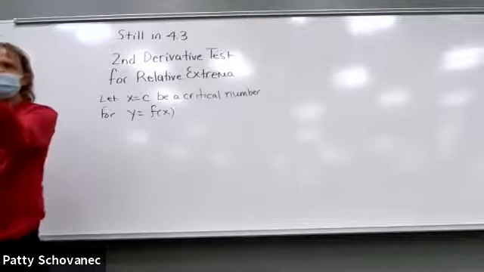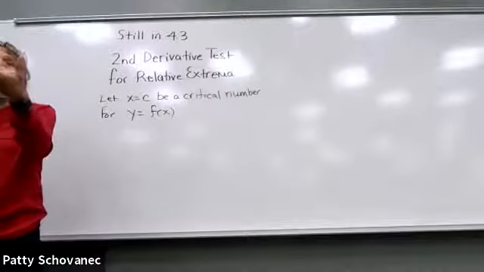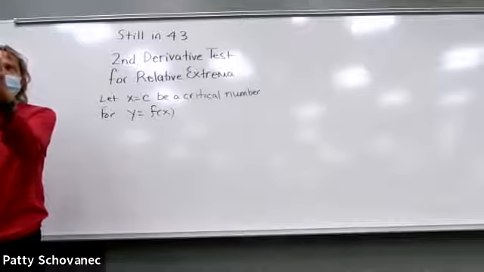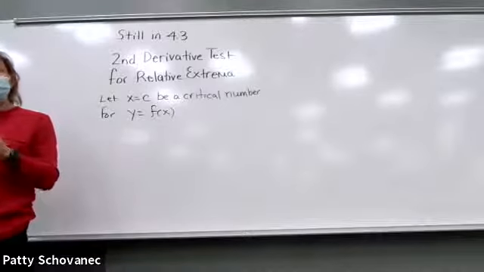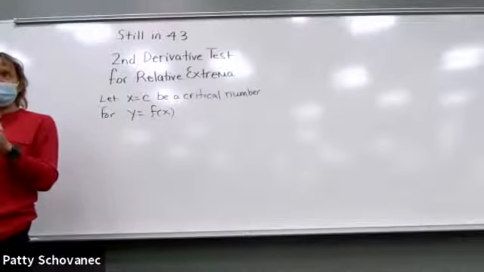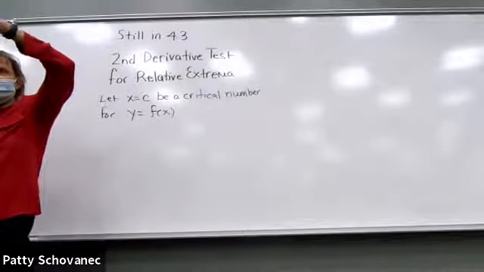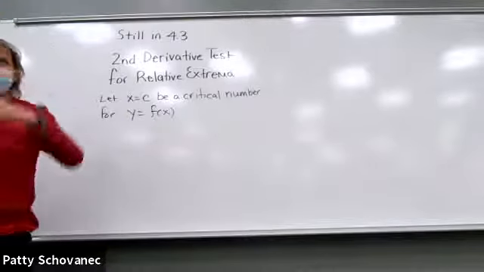Well, second derivative positive means it's concave up. So the critical number is going to have to be down here and be a relative minimum. If I plug this critical number into the second derivative and get a negative value, that tells me the graph is concave down there, and that critical number is going to be a relative max.